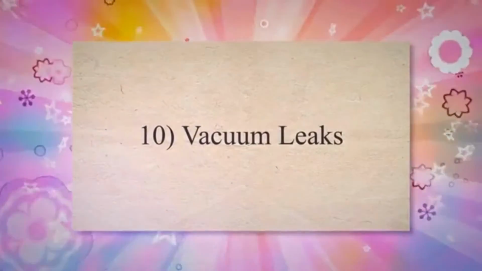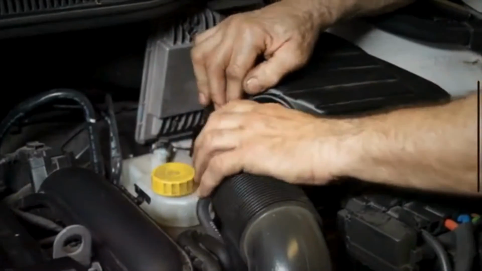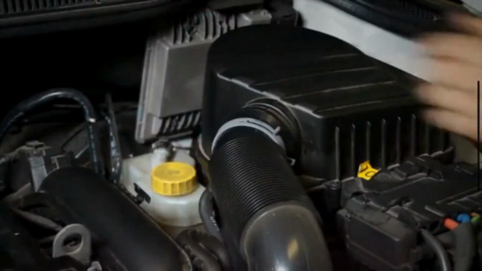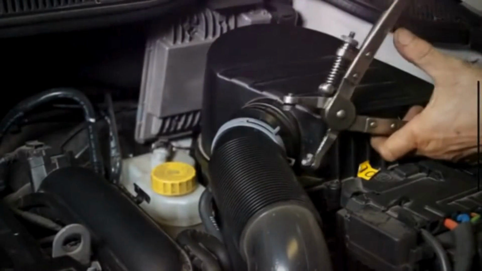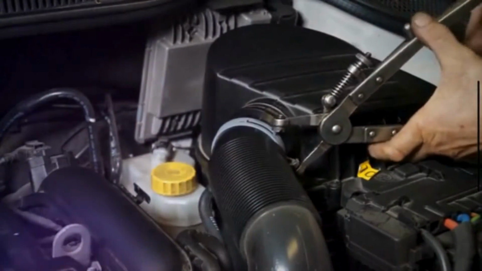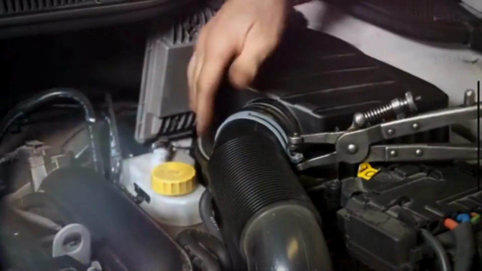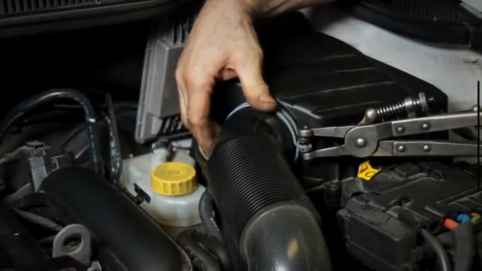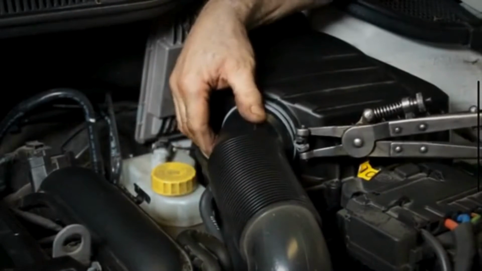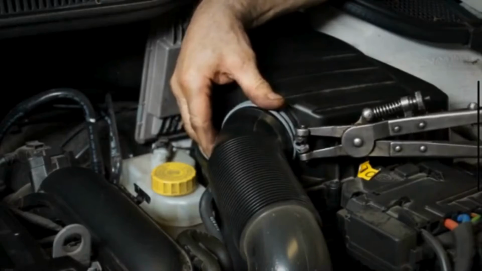10. Vacuum leaks. Engine vacuum plays a role in maintaining the proper air-fuel mixture within the combustion chambers. Leaks in the vacuum system can allow unmetered air to enter the engine. This unmetered air may disrupt the air-fuel mixture, causing power loss.